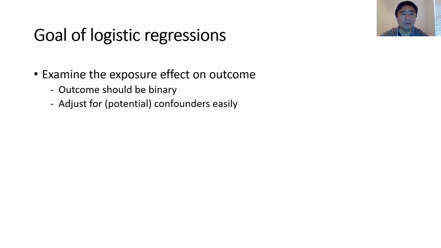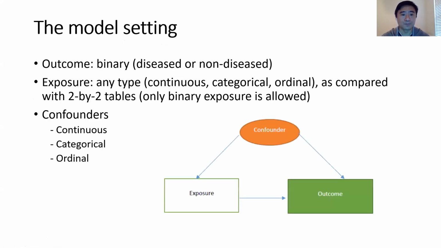Okay. So first of all, I'm going to briefly introduce the goal of logistic regression. The main goal here is to examine the exposure effect on the outcome. The outcome should be binary, and we can also adjust for potential confounders. So it's going to be a multiple logistic regression because we can include more than one predictor variable. That means you can have one main exposure, and also multiple covariates.